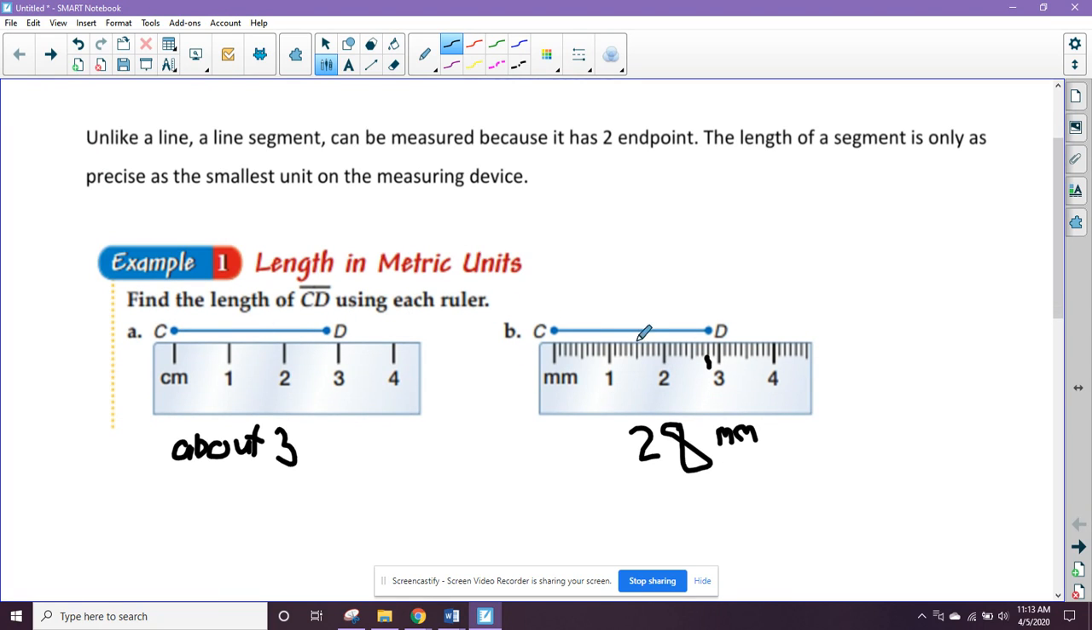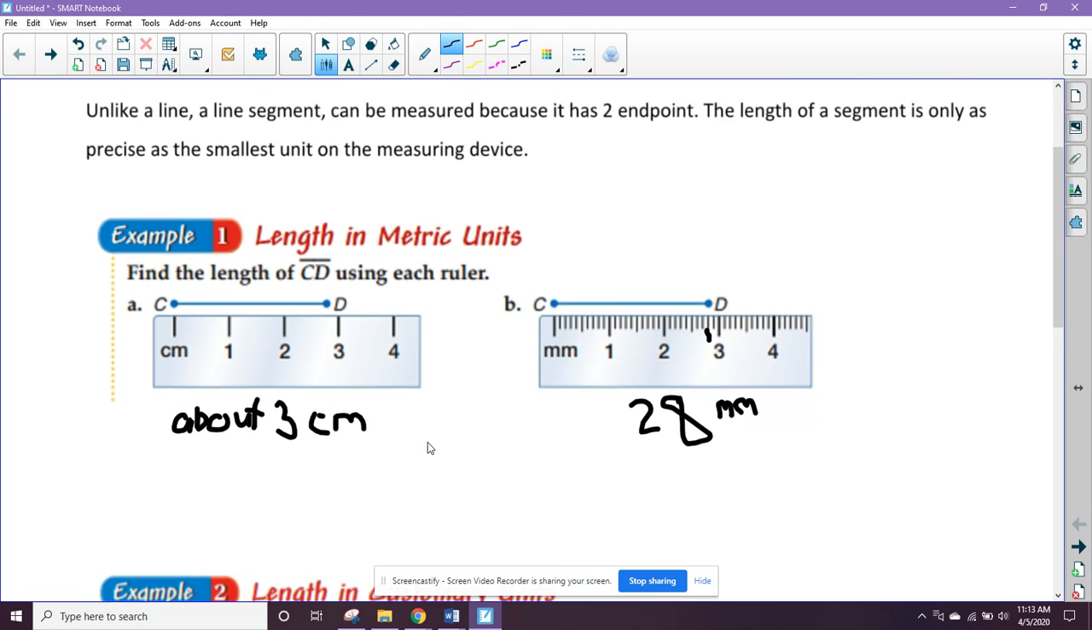These two line segments are the same measurement, but it's just measuring in two different ways, getting a more precise measurement as 28 millimeters and saying about 3, I forgot to say the units, 3 centimeters here.